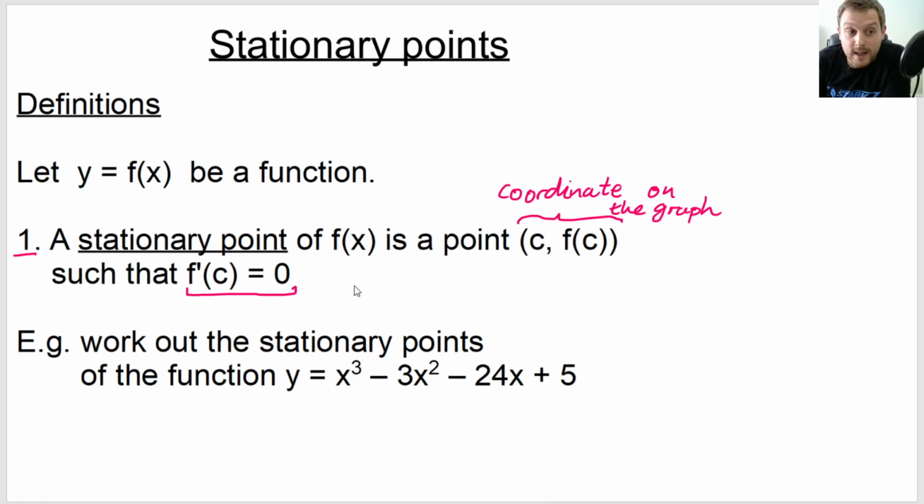So that's the definition. So let's first of all look at an example where we're just going to work out the stationary points of a particular function. Okay, so we've got this function here. y is x cubed minus 3x squared minus 24x plus 5.